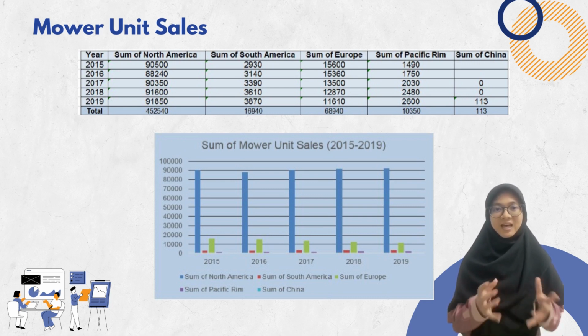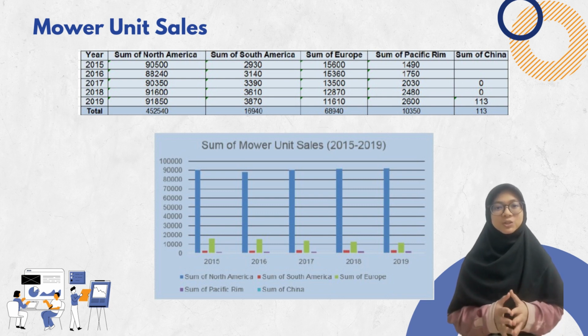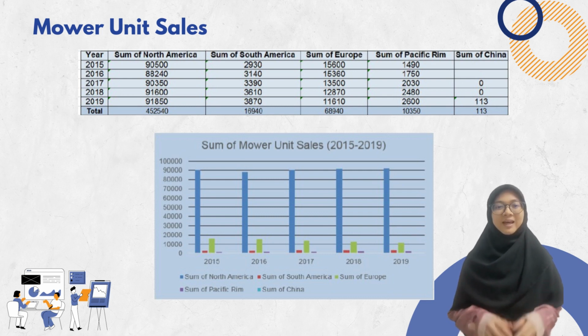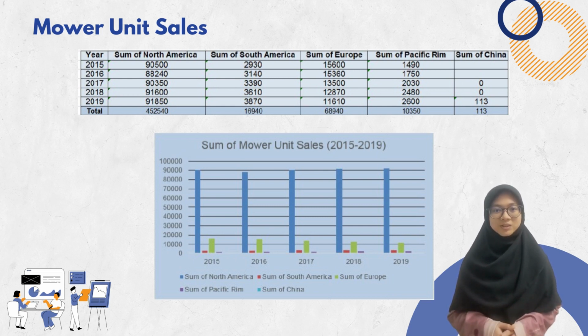452,540 units, and the second highest is Europe, which is 68,940 units. Based on the bar chart, it shows that North American mobile unit sales increase every year, and Europe mobile unit sales drop from the year 2015 to 2019. Then, for China, it started having more unit sales in the year 2019, which are 113 units.